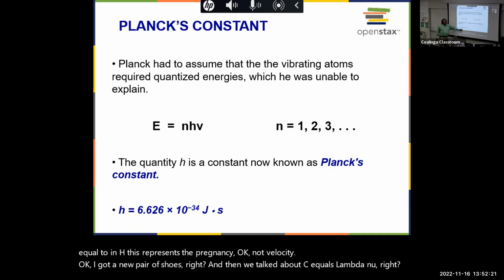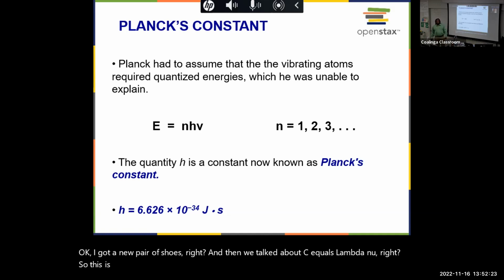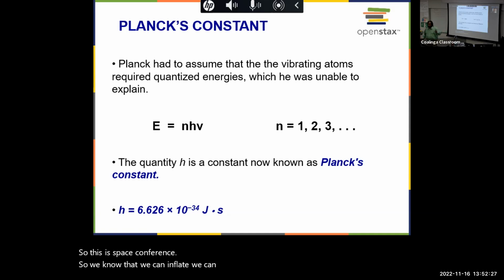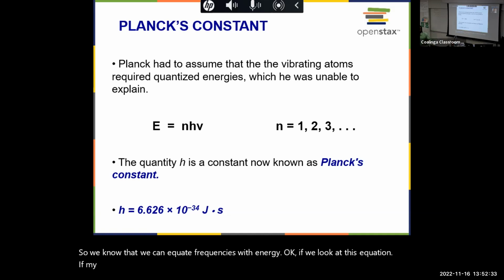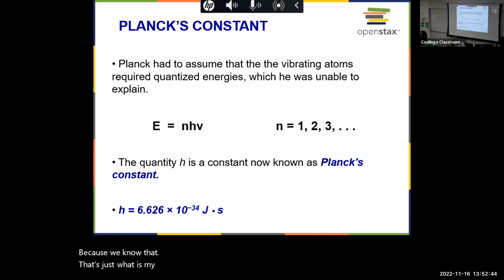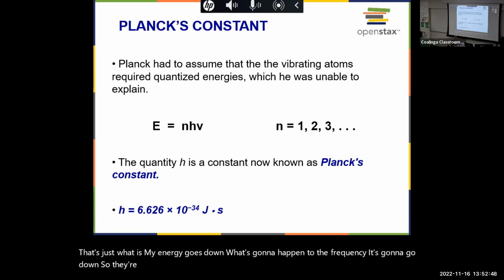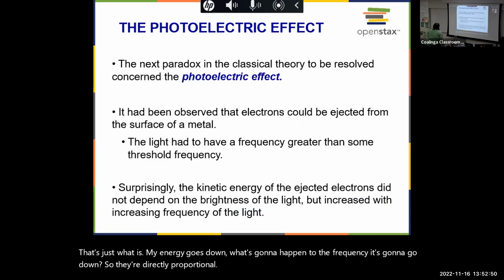So this is Planck's constant. So we know that we can equate frequency with energy. Now, if we look at this equation, if my frequency goes up, what is happening to the energy? It's going to go up, because we know that Planck's constant is just a constant. If my energy goes down, what's going to happen to the frequency? It's going to go down. So they're directly proportional.